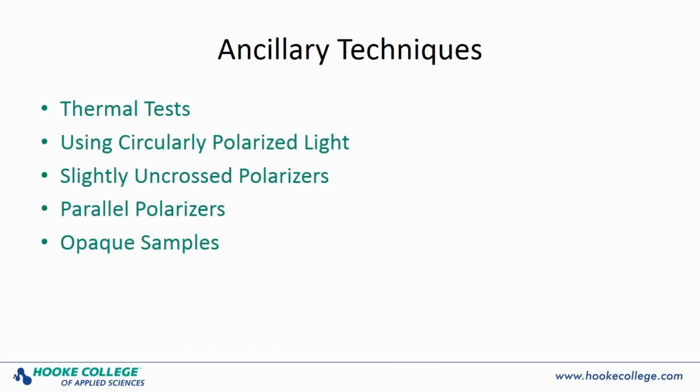Thermal tests may indicate whether a sample melts, sublimes, decomposes, loses waters of hydration, chars, or simply does nothing when exposed to heat, thus providing more information about the chemical composition. Other ancillary techniques, such as circularly polarized light or slightly uncrossed polarizers, can be used to enhance a photomicrograph so that the information can be conveyed to the client in the most useful and informative manner possible.